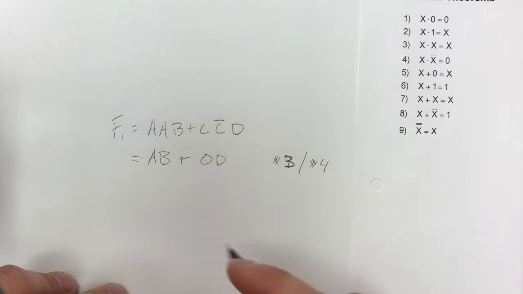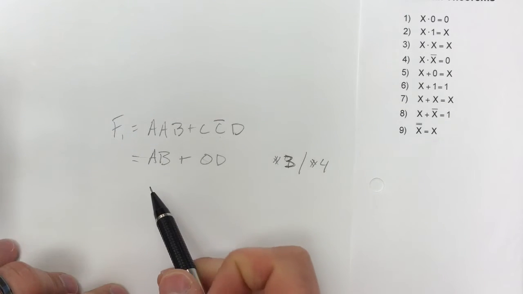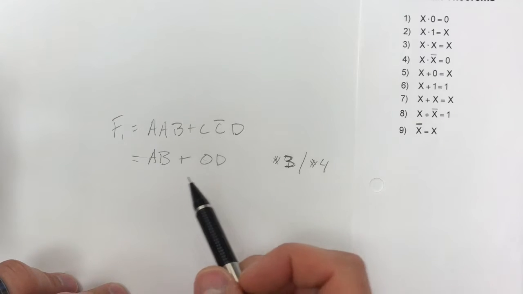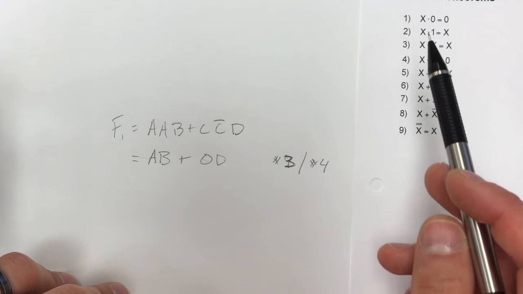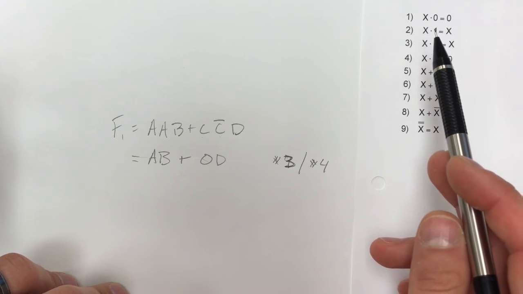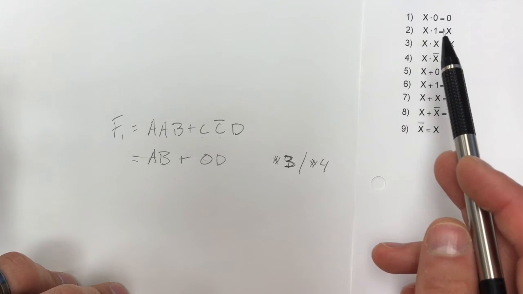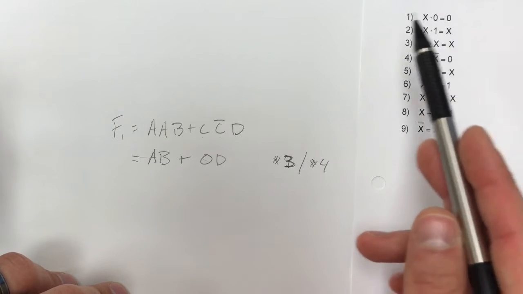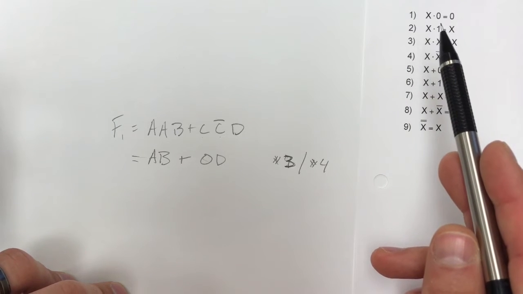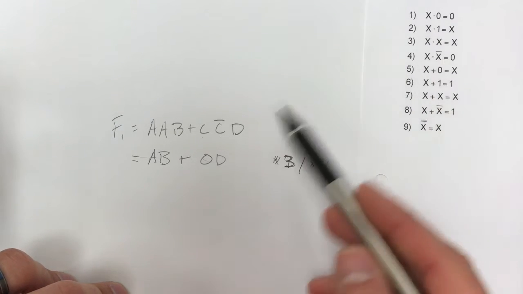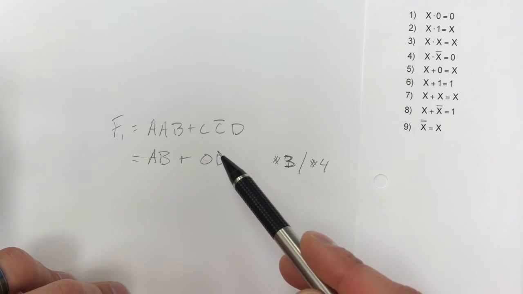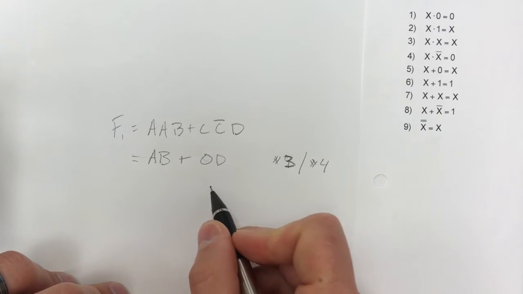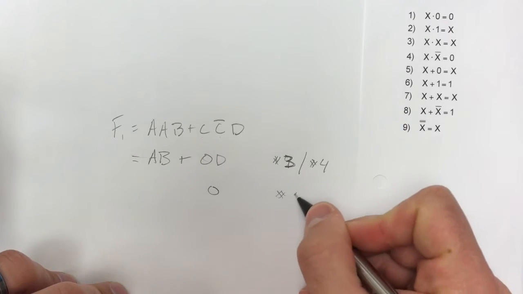Can we simplify it more? Yeah, I think we can, because there's a theorem that says x and 0 equals 0. Where do we see that scenario here? We have a variable and 0 equals 0. Right here, we have 0 and D. D and 0 equals 0. And that was theorem number 1.